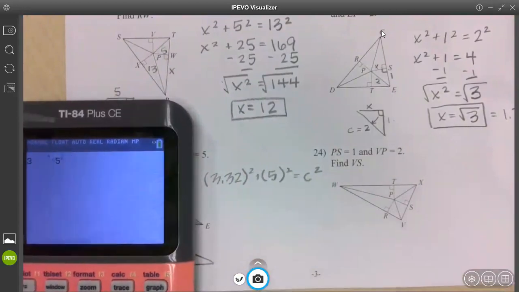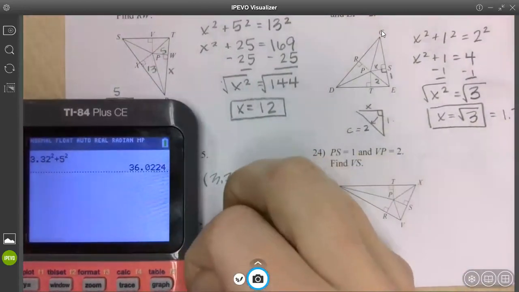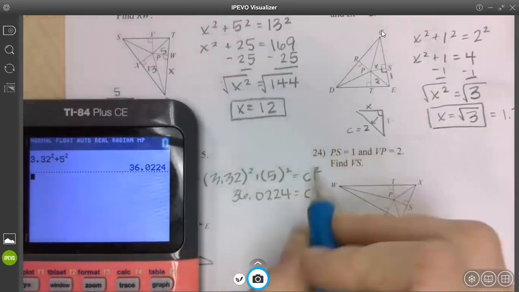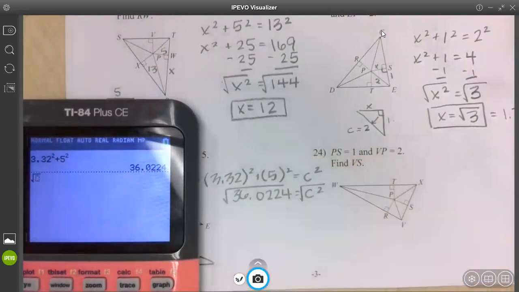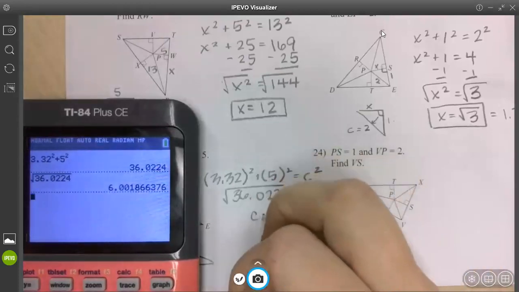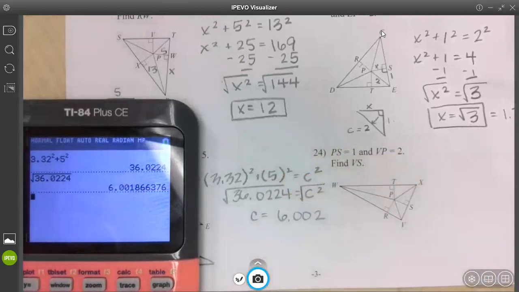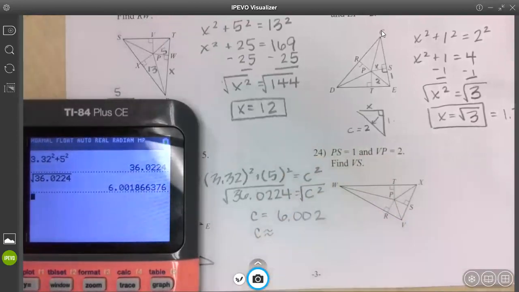3.32 squared plus 5 squared in my calculator is 36.0224. And then to get rid of the square, remember we square root. So that's second X squared and then 36.0224. And we get that C equals 6.002, which they may go ahead and round to or approximate. That's what those little squiggly equal marks mean, approximately 6.